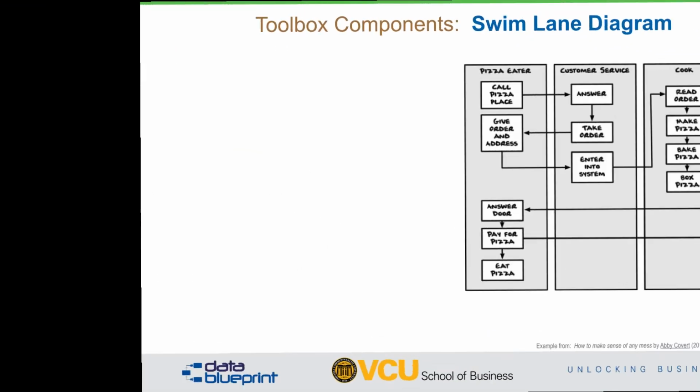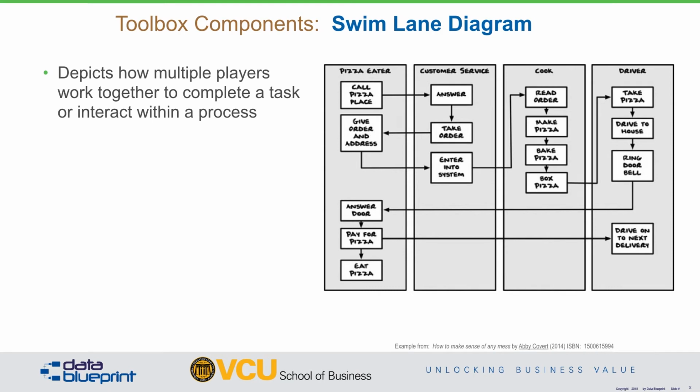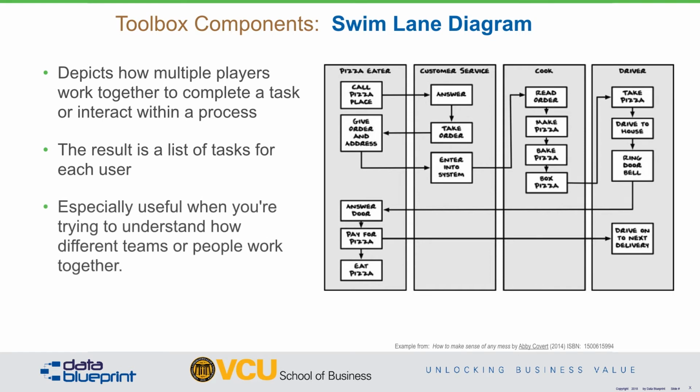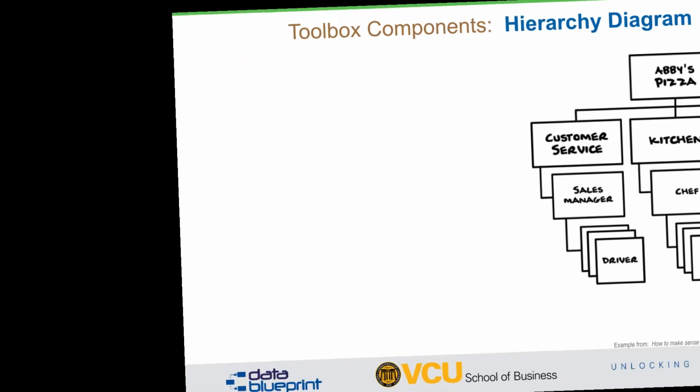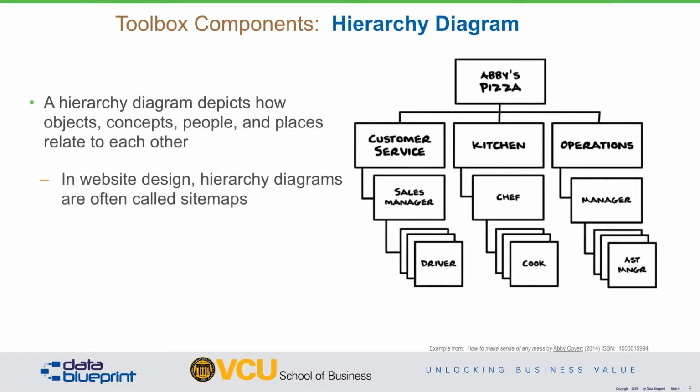Swim lane diagrams. Again, look here, this is how multiple players interact to complete a task. So we may have a pizza eater and a customer service rep and a cook and a driver. And of course, you can see there's a lot of things that need to happen to get a pizza delivered to you. Hierarchy diagrams, just showing again how the objects relate to each other from a more formalized set.